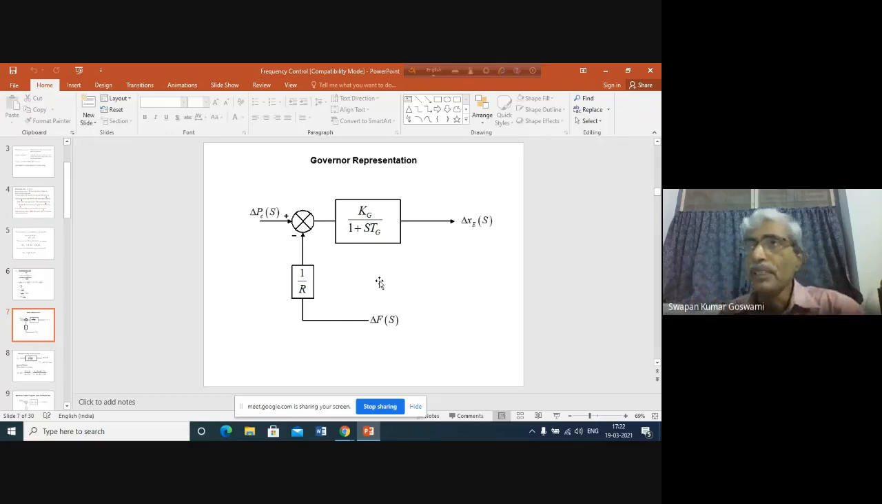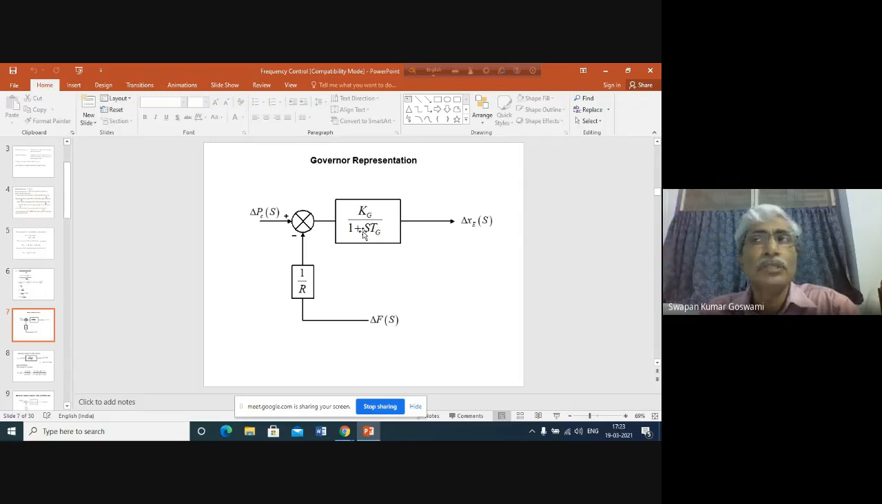Now we shall have to represent other things also, because so far you have only represented the speed governing system. But what else is there in the power system? Whenever you are discussing frequency control, you have to consider the turbine, the generator, and the load, because variation of load creates a change in power balance, and change in power balance brings a change in frequency.